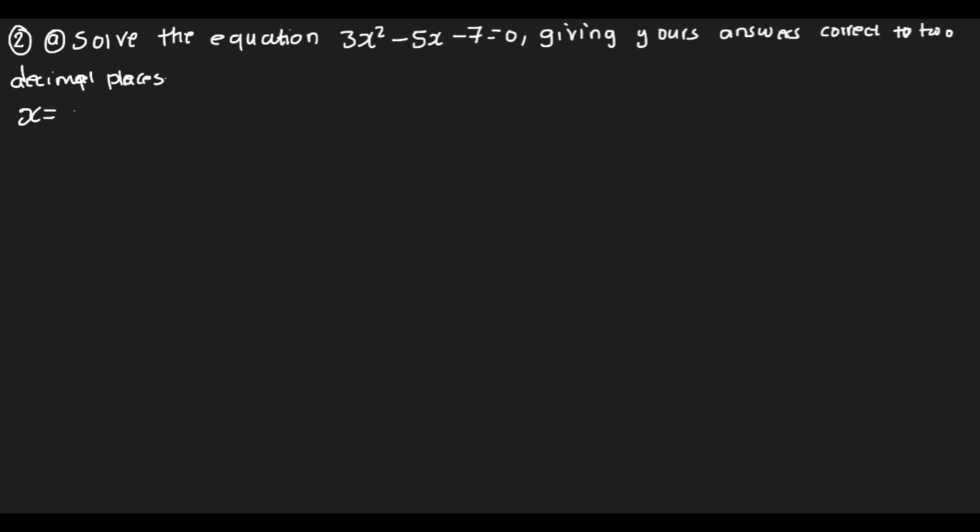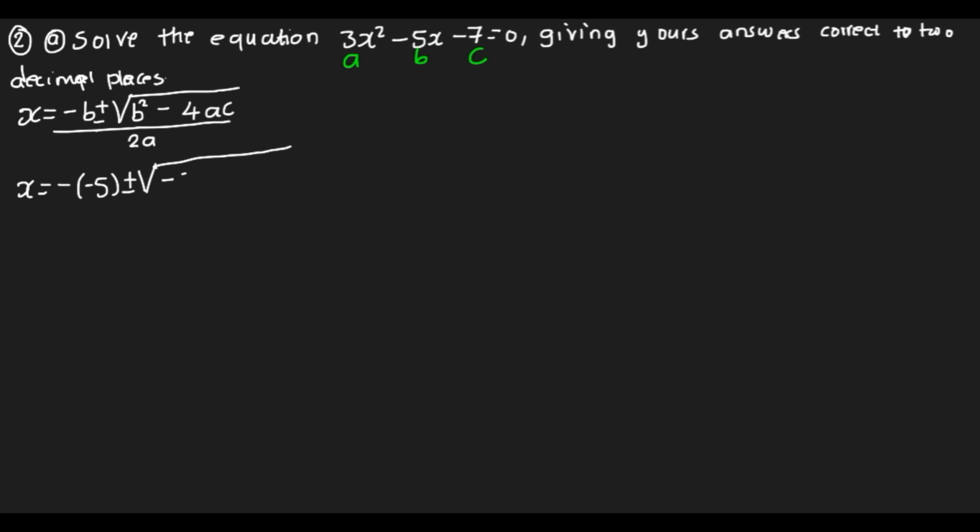So the formula is x is equal to minus b plus or minus the square root of b squared minus 4ac, divided by 2a. So from the equation we need to identify the value of a, the value of b, and the value of c. Then we can now substitute. So the value of b is the coefficient of x, negative 5, plus or minus negative 5 squared minus 4, our a is 3, our c is negative 7, divided by 2 times 3. So x is equal to negative times negative, positive 5.